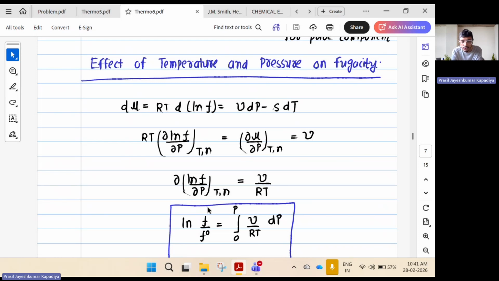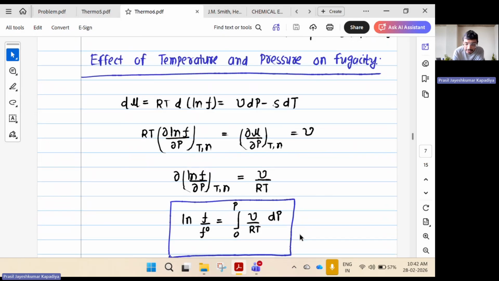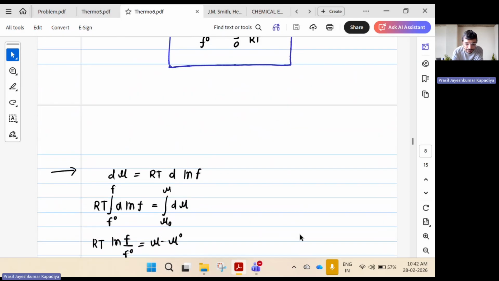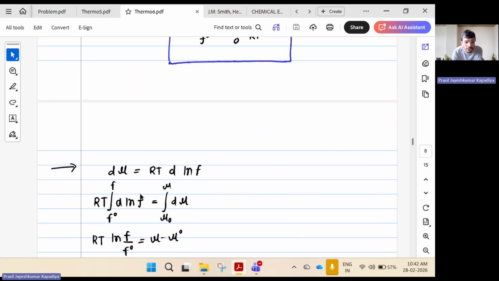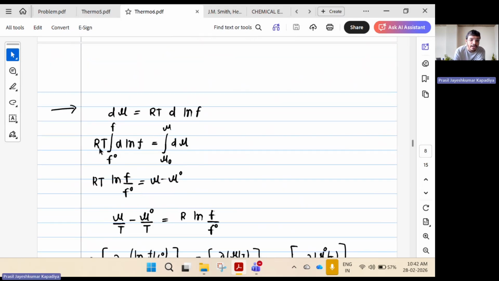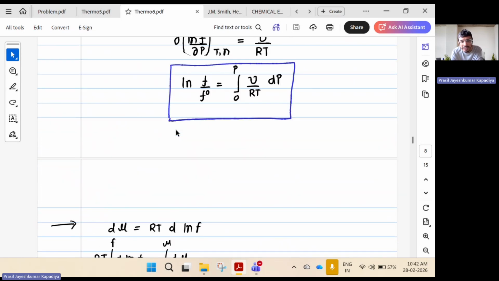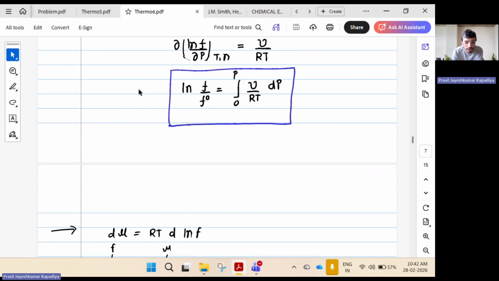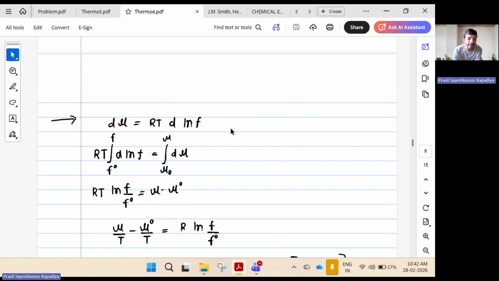what am I going to get? So ln f, from f0 to f, so ln f by f0 is equal to the integration from 0 to P of V by RT dP. This is how I can write down my equation. Now my d mu is RT into differential of ln f. That is what I actually wrote, but we are now writing in terms of d mu. Okay, so d mu was RT d ln f.